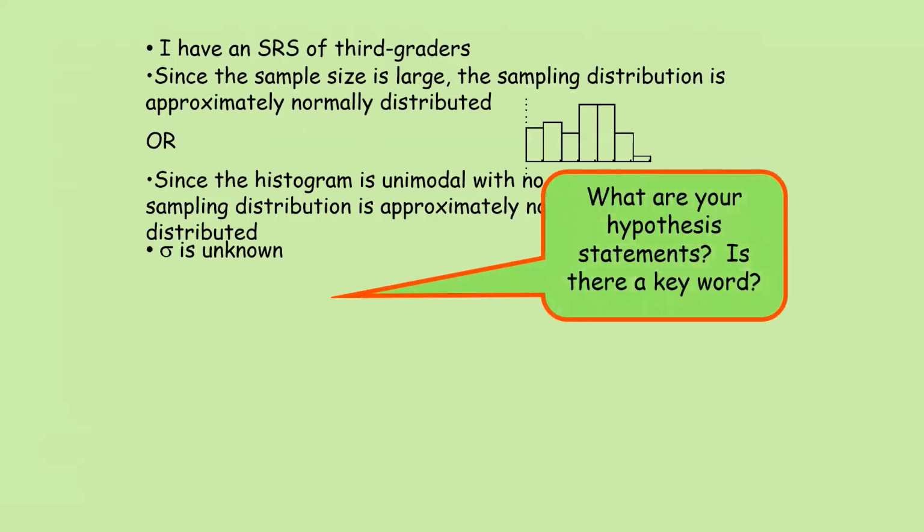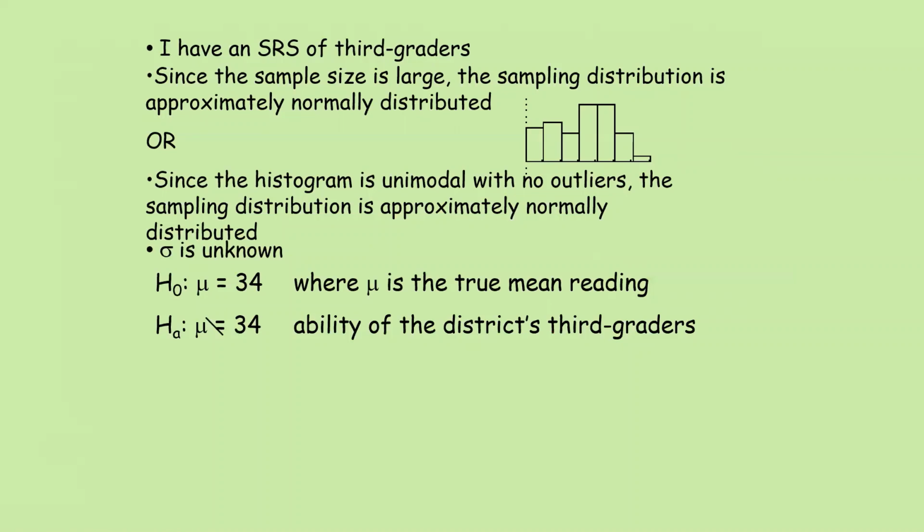And what are your hypothesis statements? Our null hypothesis would be that mu equals 34. We're testing it against the alternative that mu does not equal 34. We don't know greater than or less than. And mu is the true mean reading ability of the district's third graders.